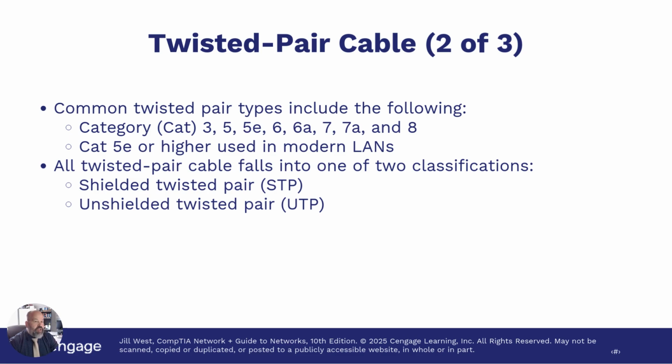Twisted pair cables come in different categories, kind of like movie ratings, but for the speed of your data. There's category 3, 5, 5E, 6, 6A, 7, 7A, and 8 as of now. Modern LANs use Cat 5e or higher. Anything lower is like trying to stream Netflix on dial-up.